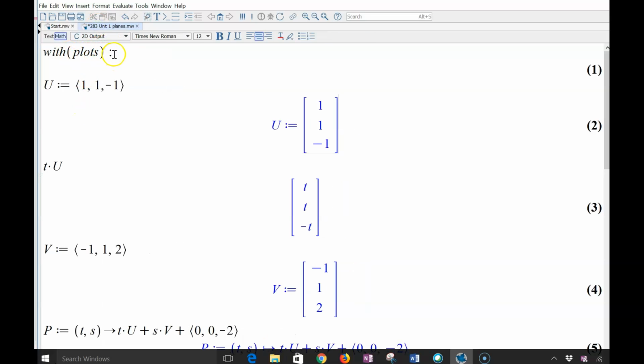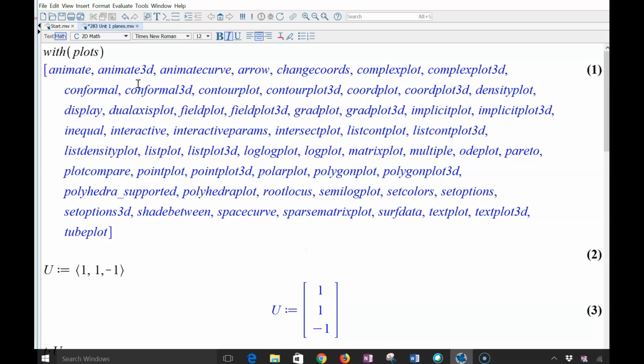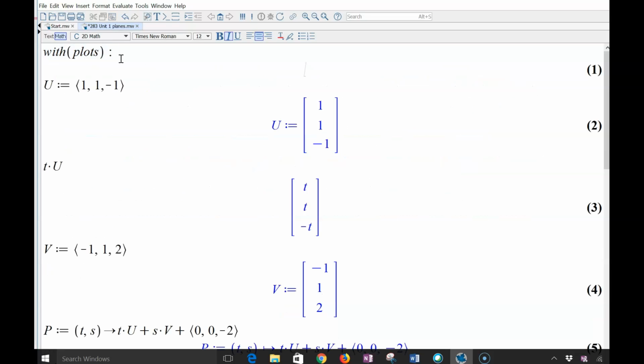When we start any file, we're always going to load the plots package. So with parentheses, plots, no spaces. If you load that, you have access to all these different commands. If you put the colon at the end and then press enter in math mode, that suppresses the output. So it still loads the package, but you don't see all of the commands that are there.